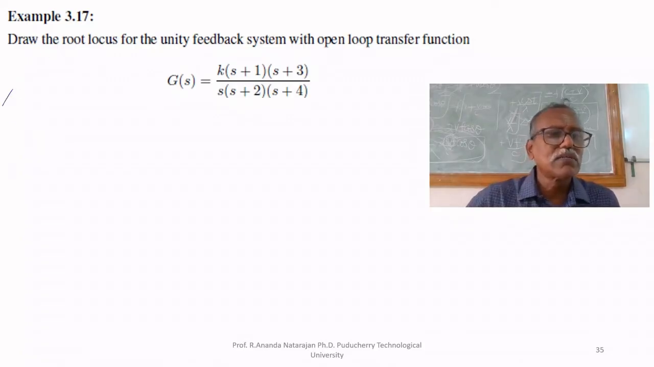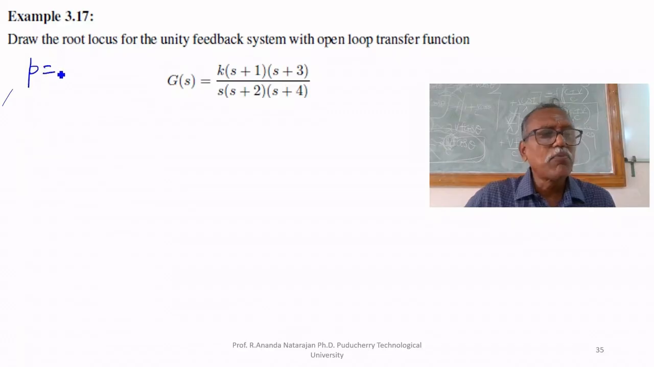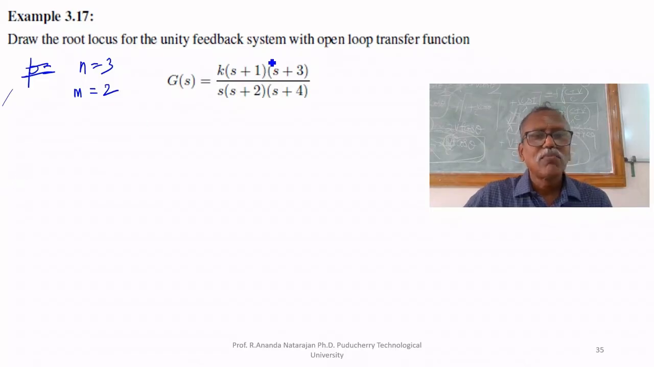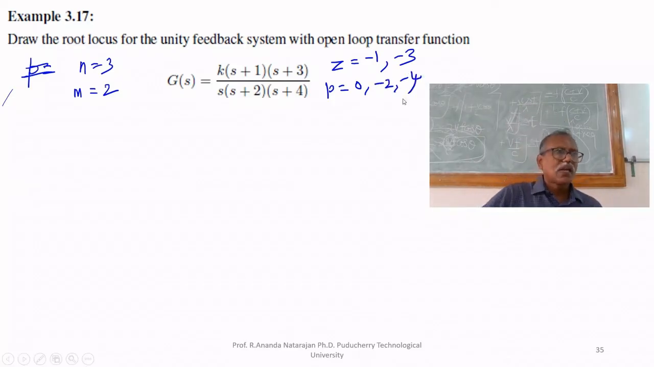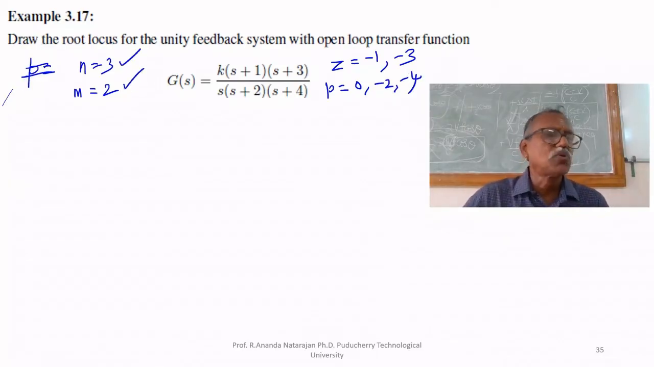Zeros are what? How many poles? N equal to 3. How many zeros? 2. The zeros are at minus 1, minus 3. Am I correct or not? Poles are equal to what? 0, minus 2, minus 4. Am I correct or not? These are all poles. Therefore, n equal to 3, m equal to 2.